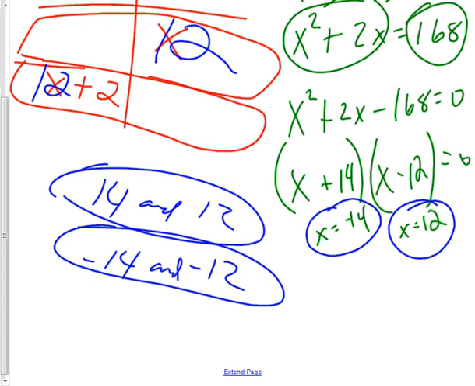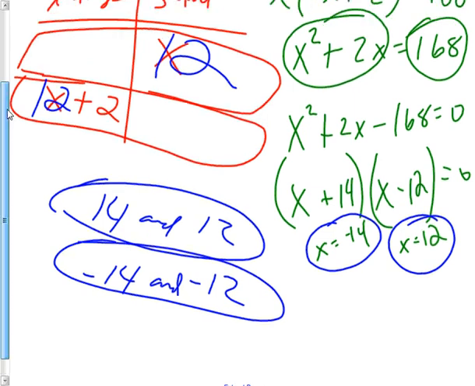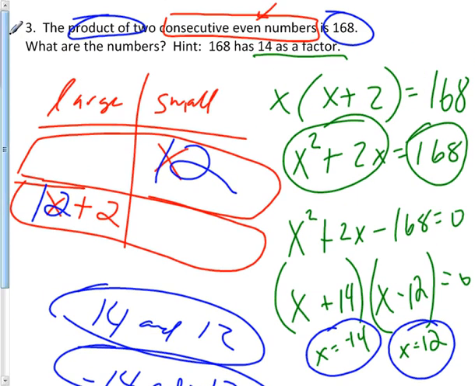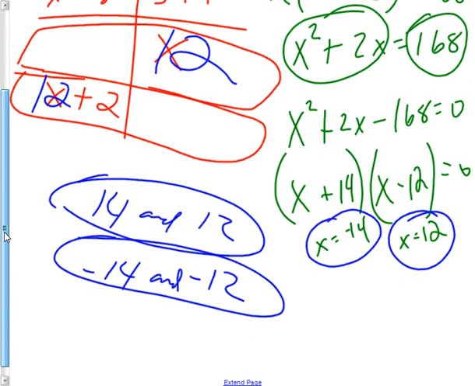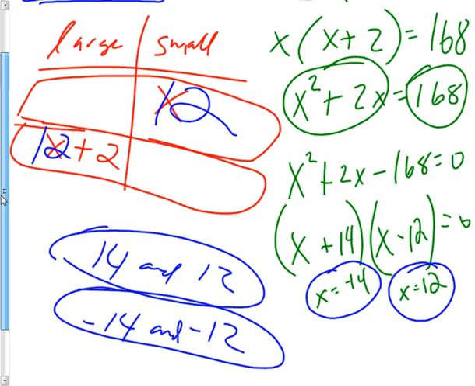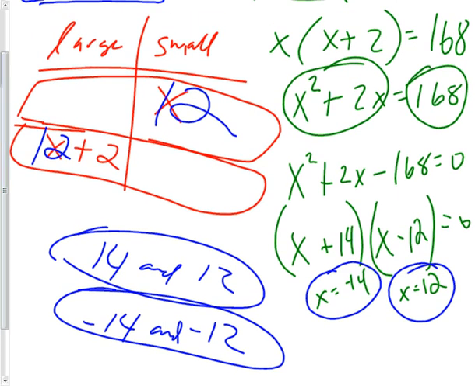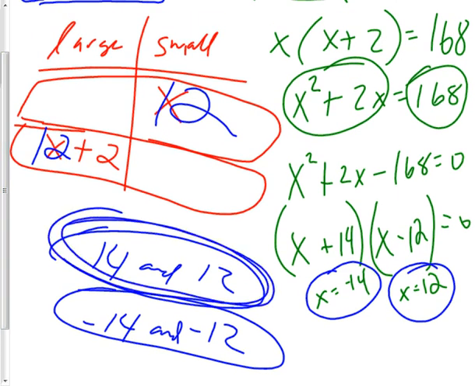And would you have to have both? No, because the problem didn't say that. It said, what are the numbers? It didn't say, what are all the possible answers? If it did, you'd have to give all of those. But since it only asked for what are numbers that would work, these would work. Most people give these because they're not sure what to do with the negative even numbers. It's kind of weird. Yes?